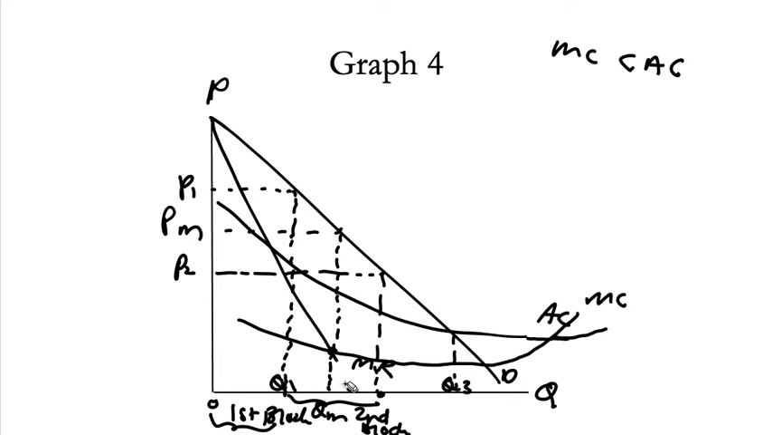Let me erase it. Okay, so Q2 should be here. Between Q2 and Q3, then we call it the third block. You consume even more, isn't it? Then you pay per unit even cheaper.